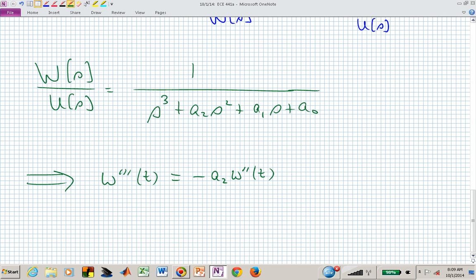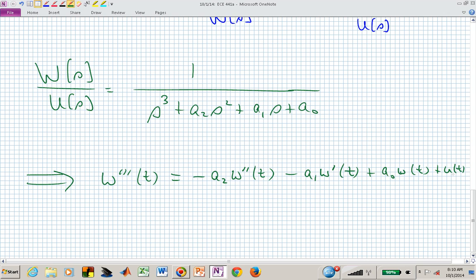I'm now going to put all the other terms on the right-hand side. And I can't forget that I actually do have a u because of the cross-multiplication process that I did in the first step. And did I miss a sign?